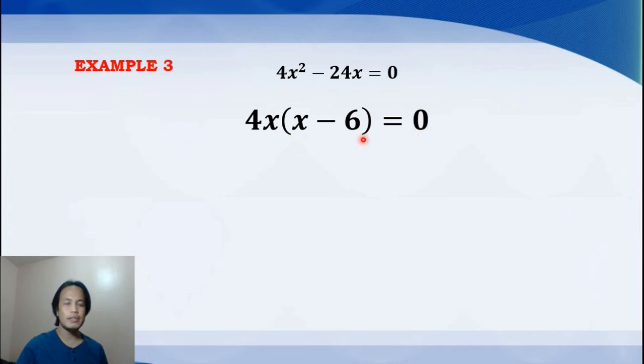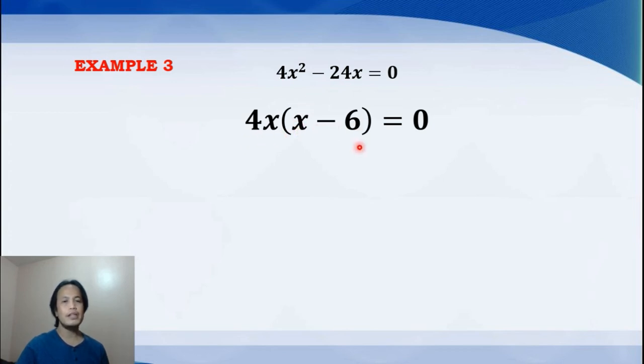So how do we get x minus 6? Since we factored out 4x already, what remains on this term is x. Because when we multiply 4x times x, that would give us 4x squared. Then we copy the minus. Then, what remains with 24x, since we already factored out 4x, is negative 6. Because when we multiply 4x times negative 6, that will give us negative 24x. So the factors of this binomial would be 4x times x minus 6.